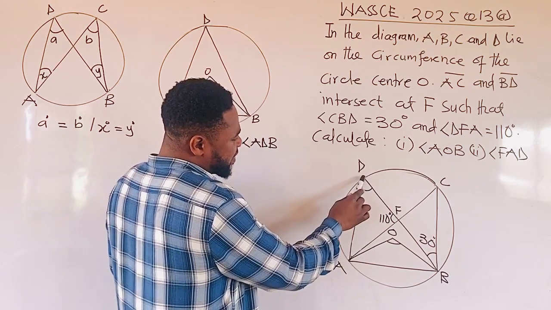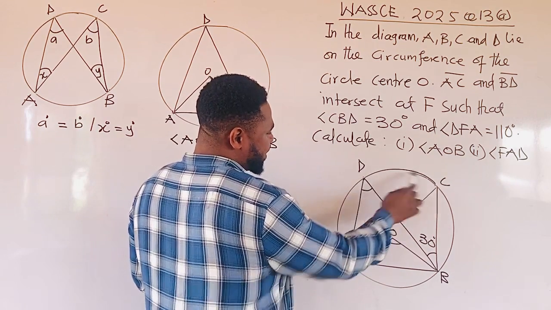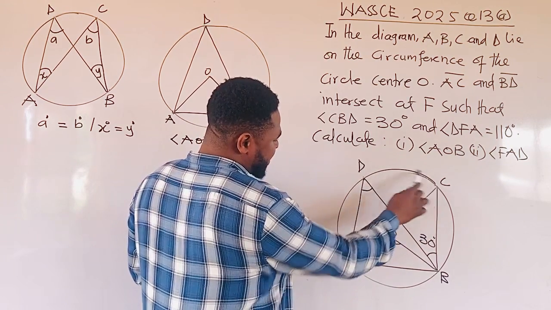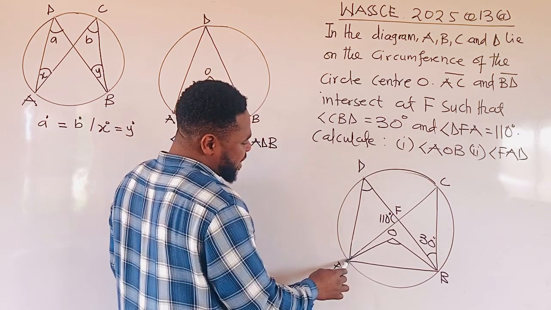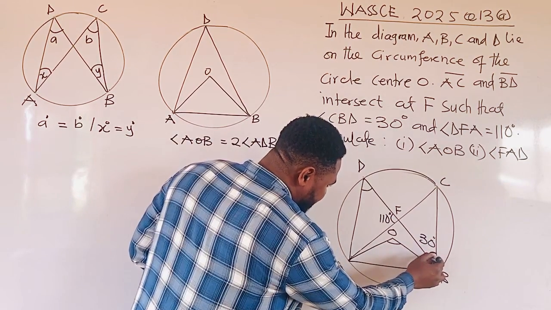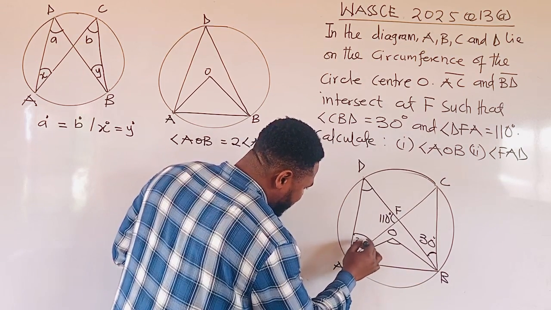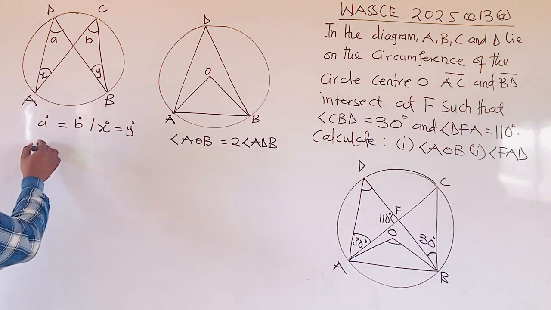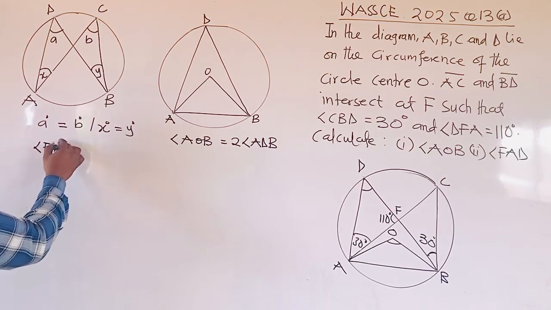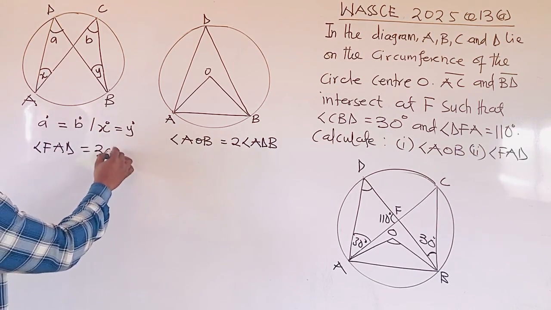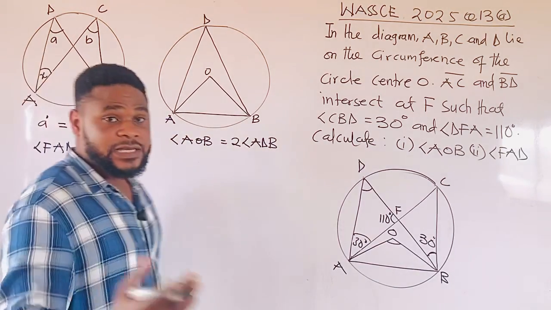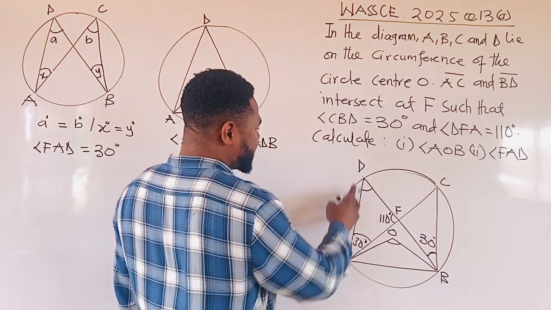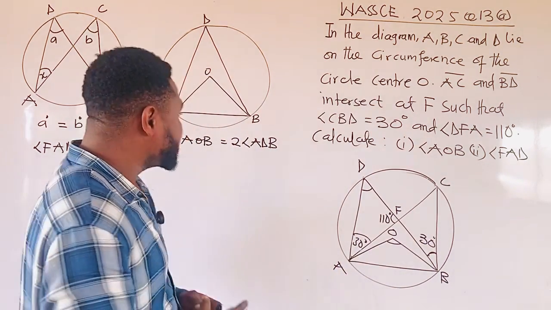and if we consider an arc which is DC subtending an angle at B, the same DC here subtends an angle at A. So we can say that if the angle here is 30, the angle here will also be 30. So from here we can see that angle FAD should be equal to 30 degrees, and that answers our II. So FAD equals 30 degrees.